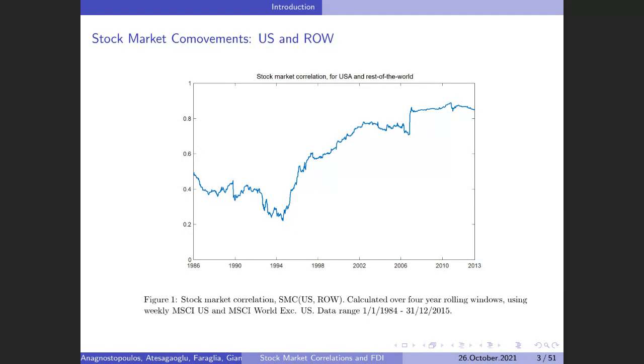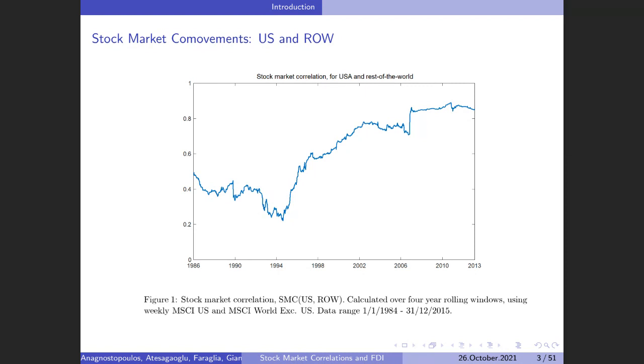So here we have this picture. What we have here is the stock market correlations between US and the rest of the world, which we call the MSCI 22 countries. When we look at the bilateral correlation between these two groups, the correlation was around 0.4 from 1986 to 1994. Starting in the mid-1990s, it sharply increased and reached a plateau in the late 2000s of 0.8. It doubled, from 0.4 to 0.8. So there's a sharp increase in the correlation.